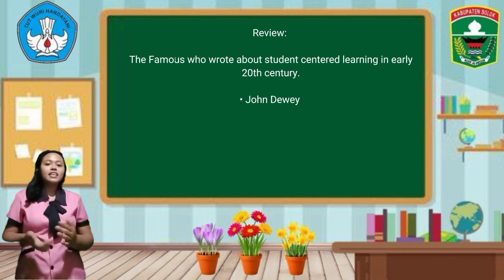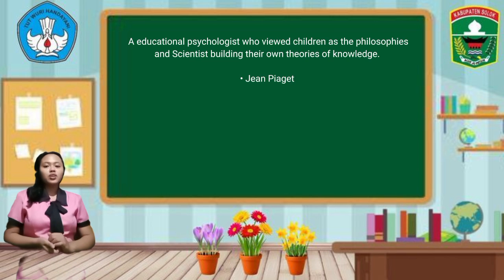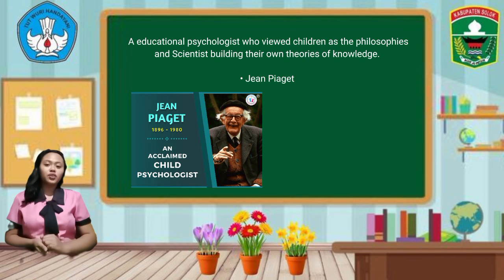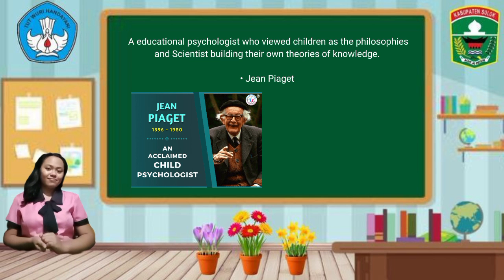He is the famous person who wrote about student-centered learning in the early part of the 20th century. He is John Dewey, an educational psychologist who viewed children as philosophers and scientists building their own theories of knowledge. And he is Jean Piaget.